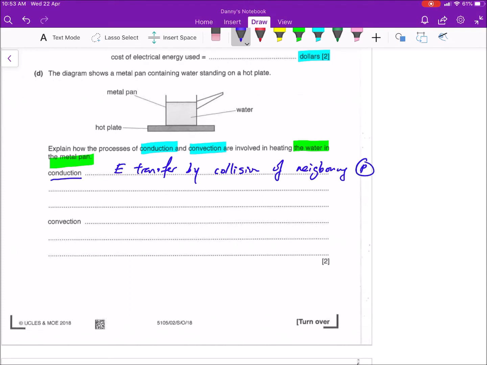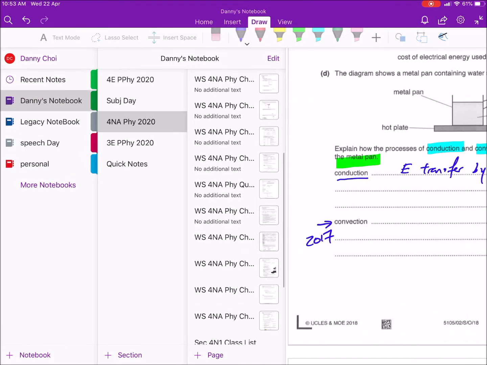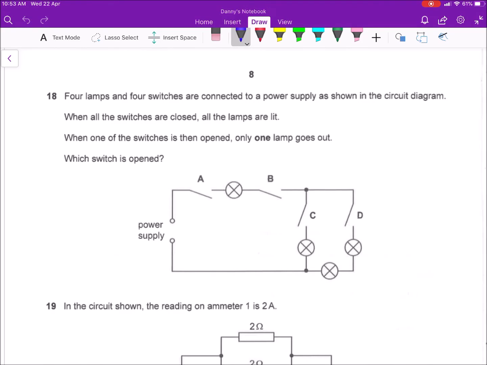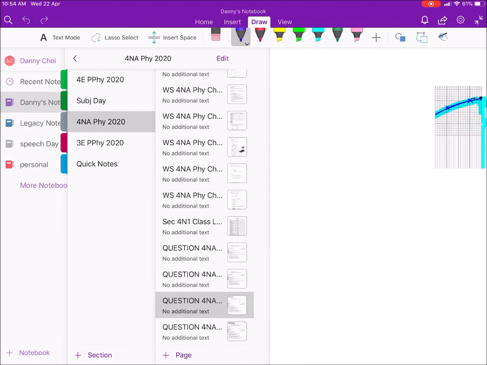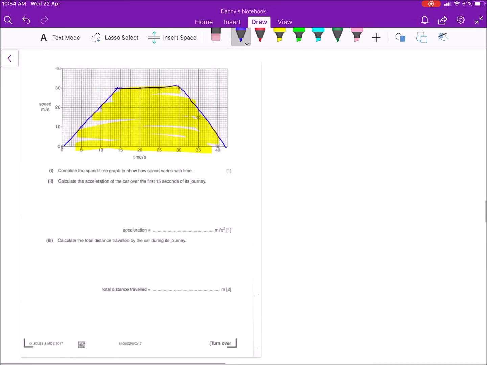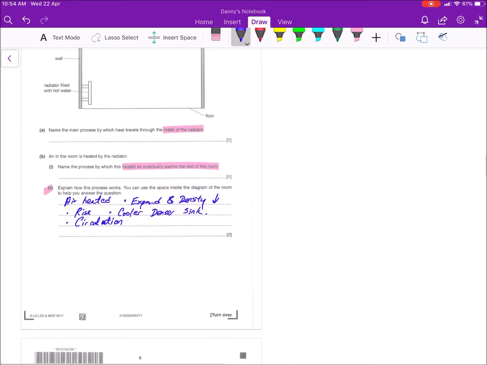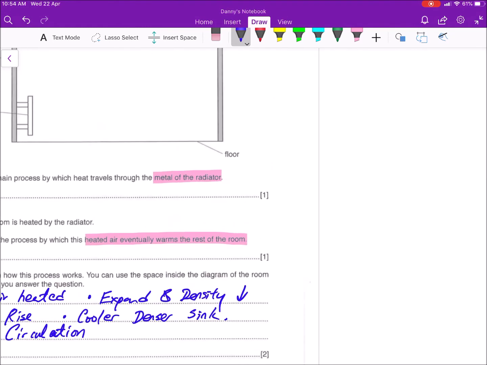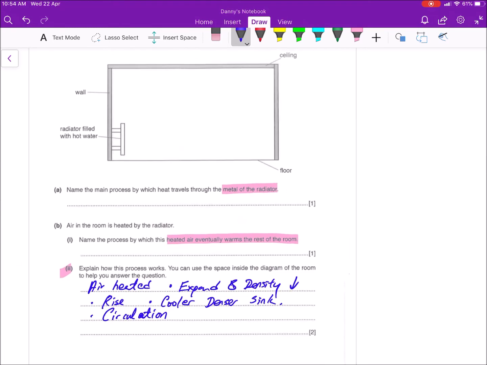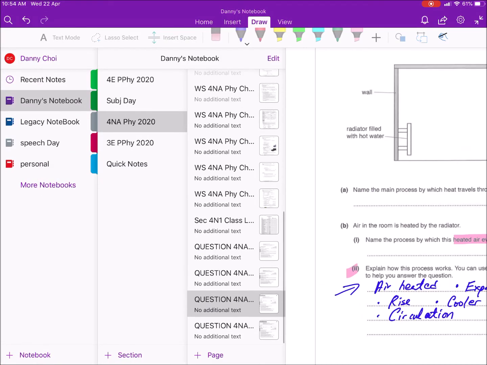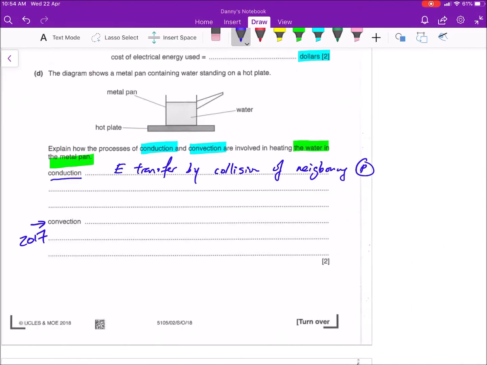Okay, and when you talk about convection, this one we have done a similar question in the 2017 N-level paper, so refer to it. If you have forgotten, it looks something like this. Remember this question from your 2017 paper, refer to it, and you will know how to describe convection. So as you can see, in both years they ask similar questions. That's why we are making you do TYS, and you need to memorize.